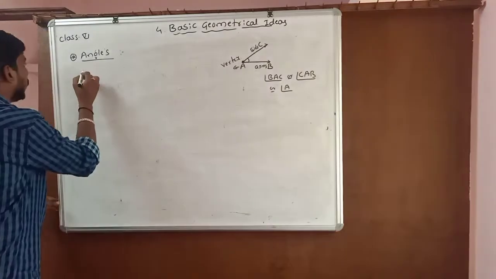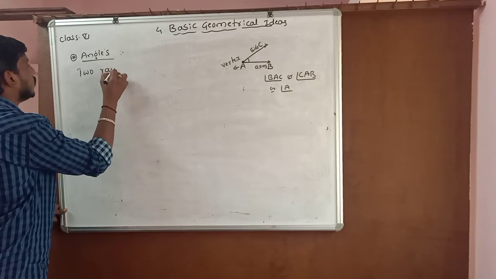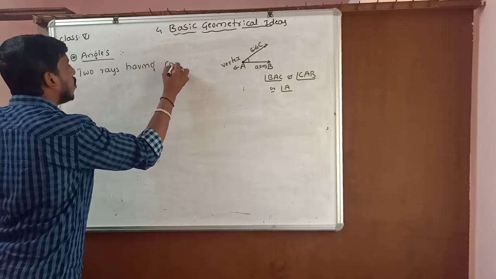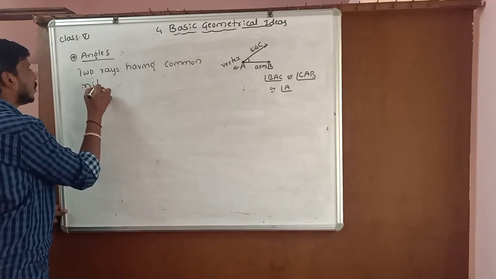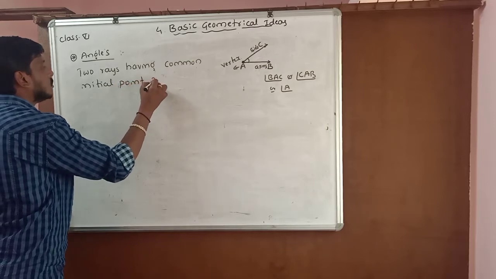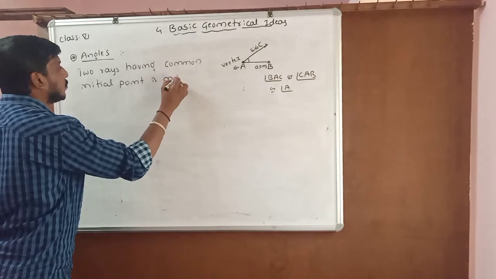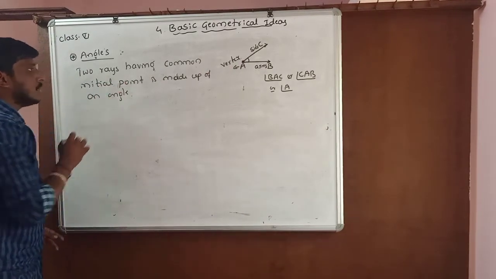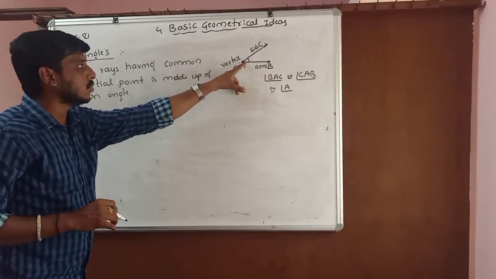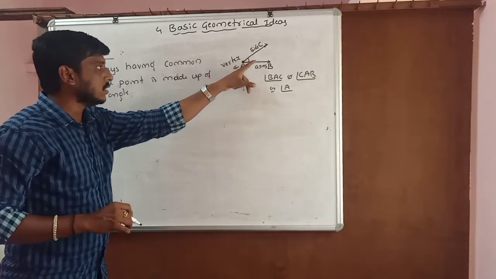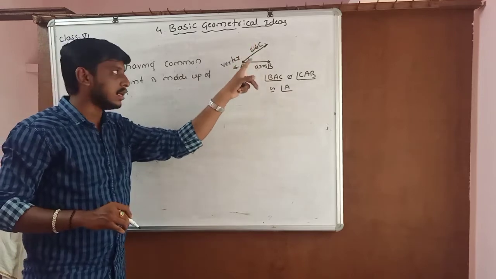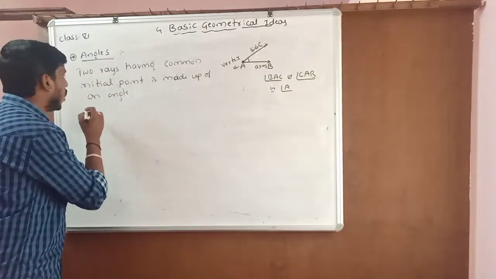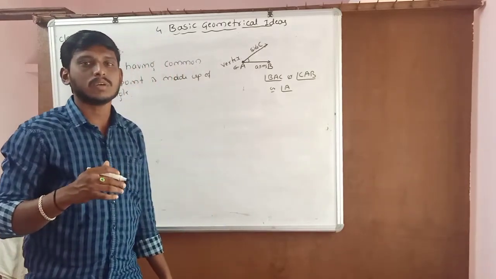So what do you mean by angle? Two rays having a common initial point. What is the common initial point here? A. And this common initial point we also call the vertex, and these two rays are said to be arms or sides. And how to name the angles? Angle BAC or angle CAB, or you can simply say angle A. And how to measure angles? We already know that with the help of a protractor we can measure the angle.